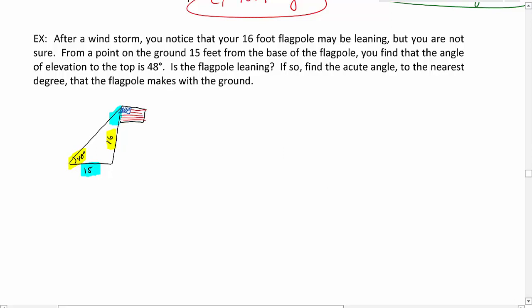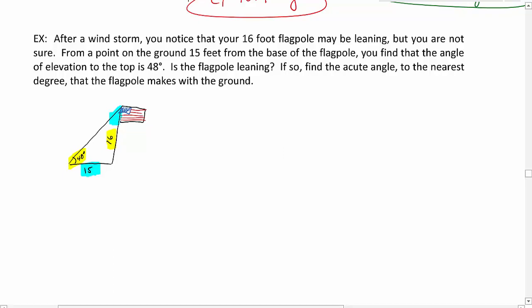Now, why is that helpful in helping us determine whether it's leaning? For our angle at the bottom to be 90 degrees, it means that these other two, the yellow and the blue one, have to add up to 90 degrees to force that one to be 90 degrees. So if we figure out this and find it to be anything other than complementary to 48 degrees, we're leaning.